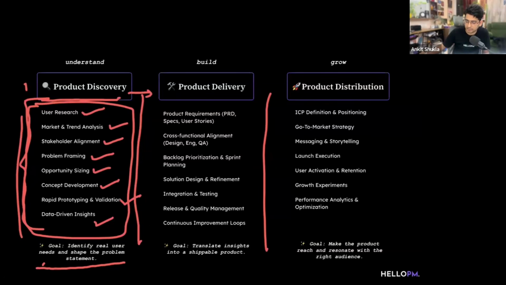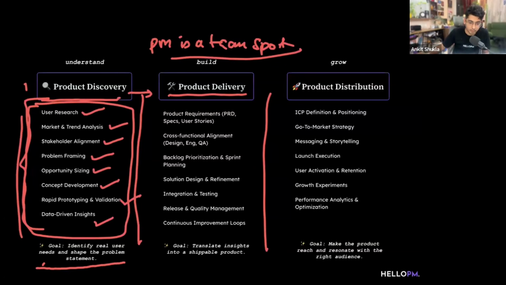The second step is product delivery. Now, always remember that product management is a team sport, right? It needs a team to build and run and maybe grow a successful product. So you have to align everyone together in order to deliver the product. As a product manager, you are not the developer, you are not the designer, you are not the tester. So you have to bring people together, right?